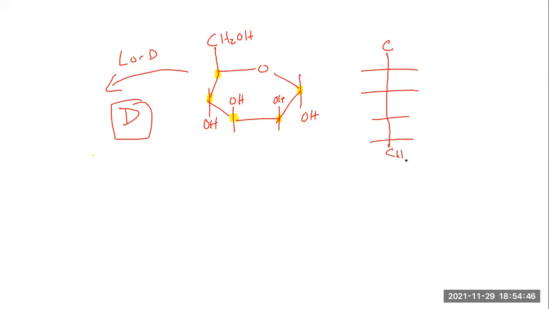And we know that this carbon is carbon number 6. That is carbon 5. That is carbon 4. That is carbon 3. That is carbon 2. And that is carbon 1. So if this is carbon 6, this would be carbon 5, that would be carbon 4, that would be carbon 3, that would be carbon 2, and that would be carbon 1.